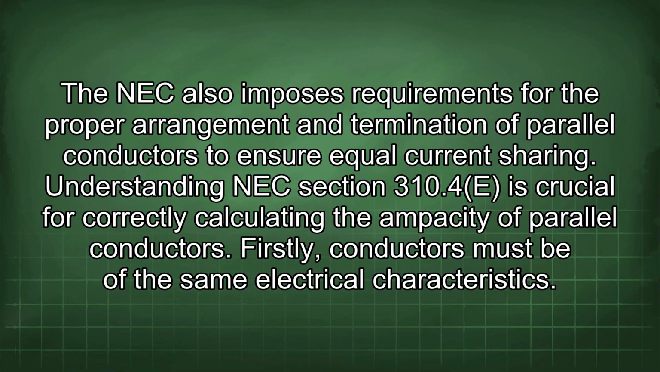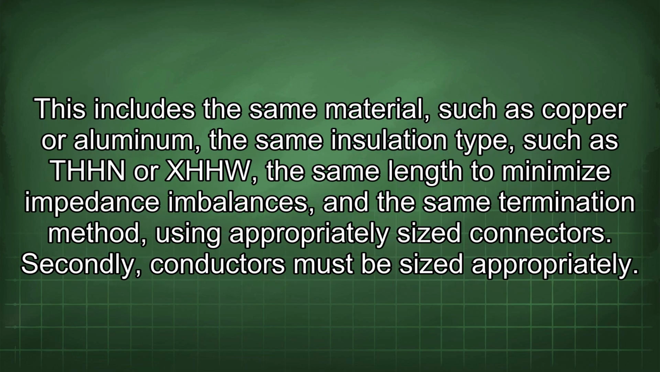Understanding NEC Section 310.4e is crucial for correctly calculating the ampacity of parallel conductors. Firstly, conductors must be of the same electrical characteristics. This includes the same material, such as copper or aluminum, the same insulation type, such as THHN or XHHW, the same length to minimize impedance imbalances, and the same termination method, using appropriately sized connectors.